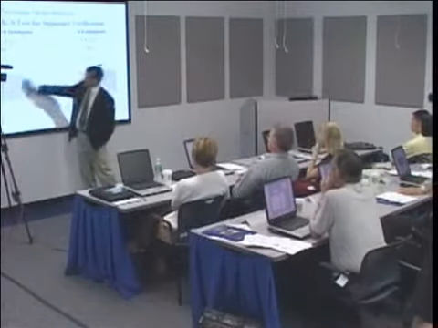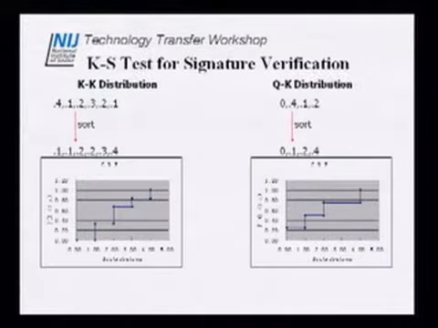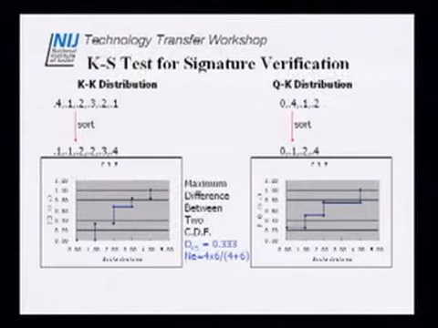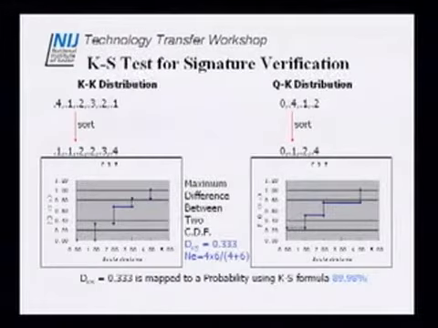So this particular CDF looks like this for this distribution. For this distribution, it looks like this. And so now the Kolmogorov-Smirnov says if you have these CDFs, I compute the maximum difference between the two CDFs and use a particular formula to convert it into a probability. The maximum difference between these two CDFs is 0.333 by looking at the two graphs, and that will transform into 89.98. In this particular case, it's 89.98. CDF is cumulative distribution function.